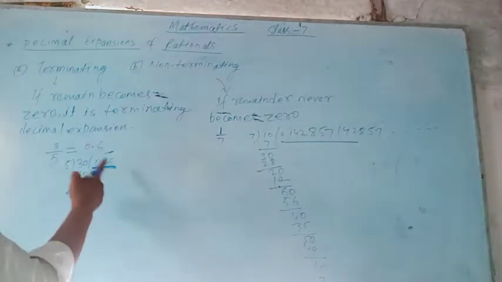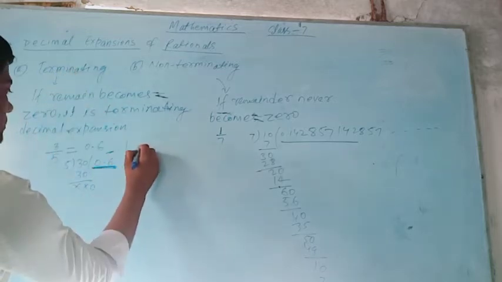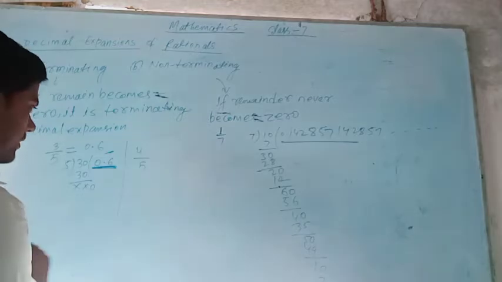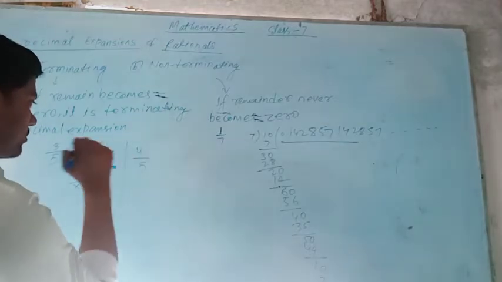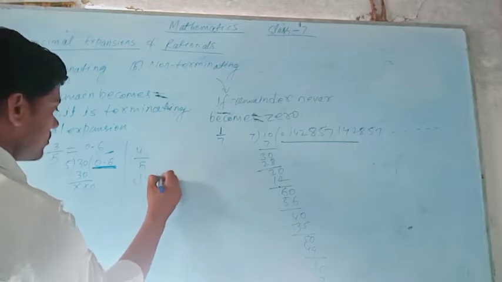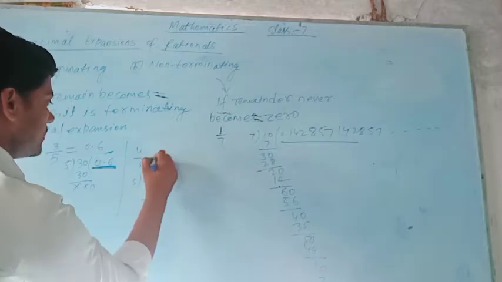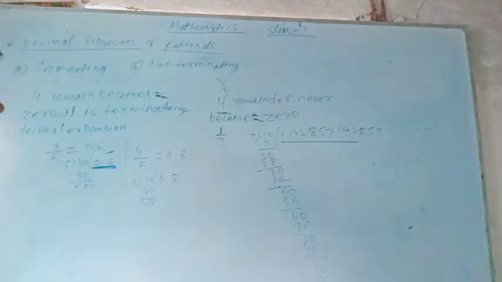One more example you can take for terminating decimal expansion. Suppose 4/5. You divide 4 by 5, so 0.8. Its decimal expansion is 0.8. So terminating decimal expansion and non-terminating decimal expansion.